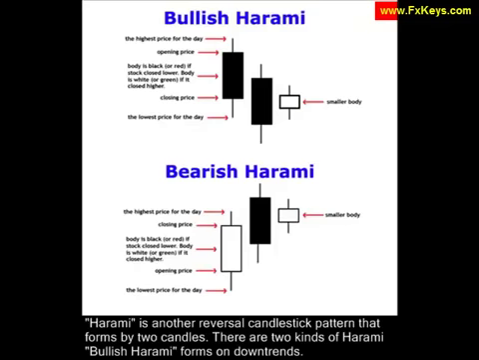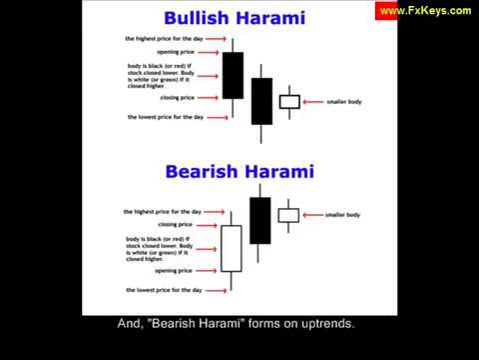Harami. Harami is another reversal candlestick pattern that forms by two candles. There are two kinds of harami. Bullish harami forms on downtrends, and bearish harami forms on uptrends.